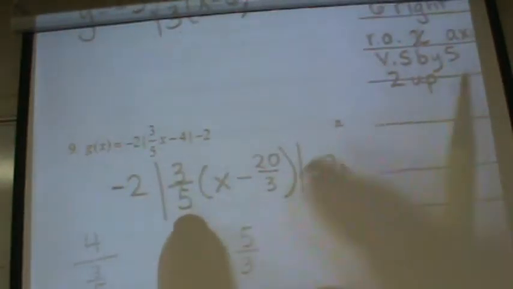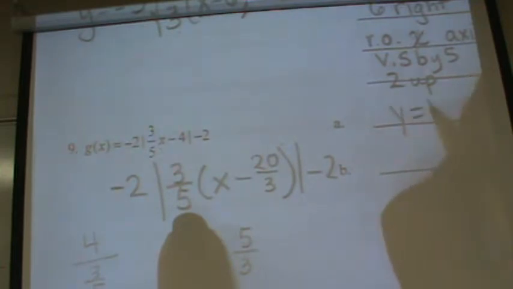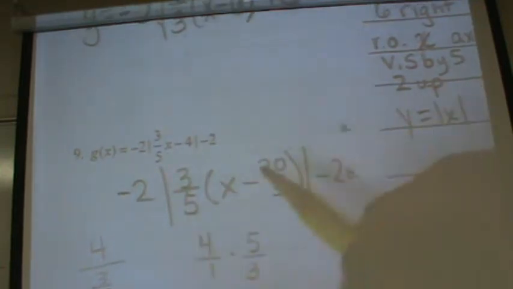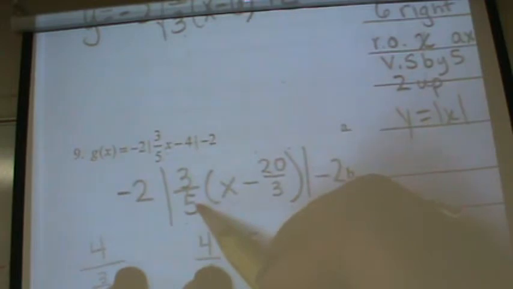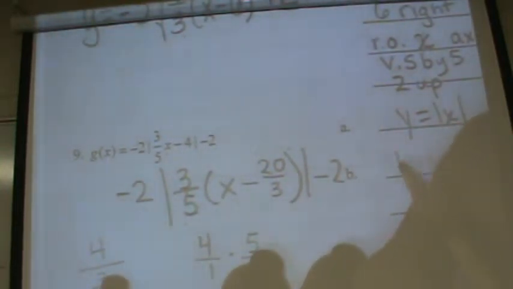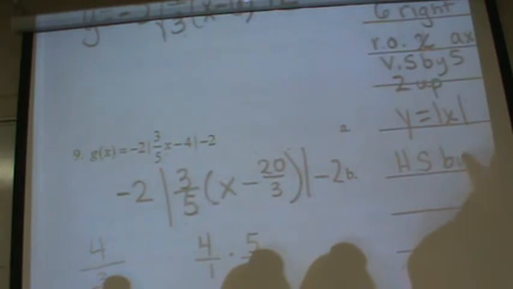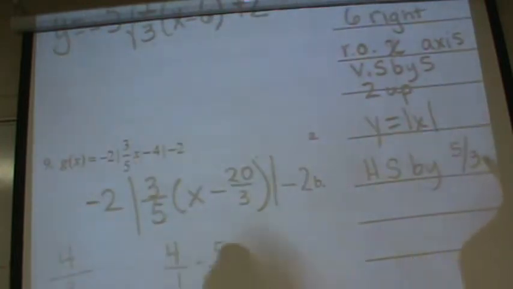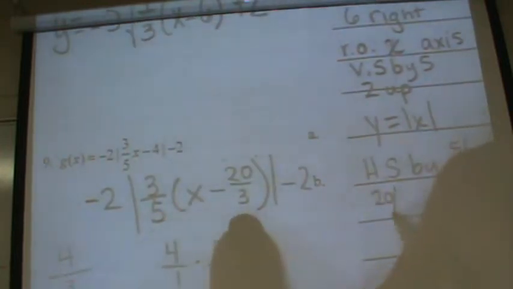So first of all, the parent function is the absolute value of x. You're going to flip this. 3/5, if you flip it, is 5/3. Is 5/3 greater than 1 or less than 1? Greater. So it's a greater stretch. So it's going to be a horizontal stretch by 5/3. Then it's 20/3 to the right.